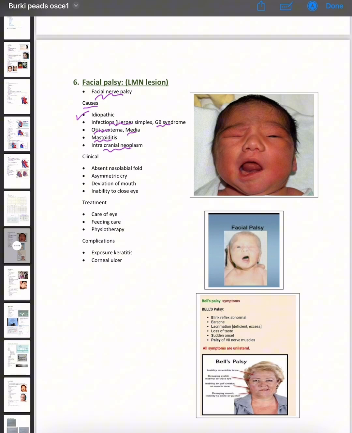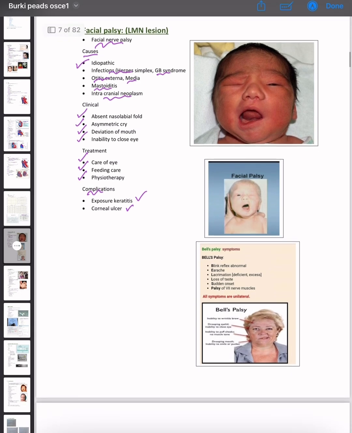What will be the clinical presentation of facial palsy? There will be absent nasolabial folds, asymmetric eyes, deviation of mouth, and inability to close the eye. What are the treatment options for facial palsy? Care of eye, feeding care, and physiotherapy. What complications can develop? Exposure keratitis and corneal ulcer can develop in case of facial palsy.